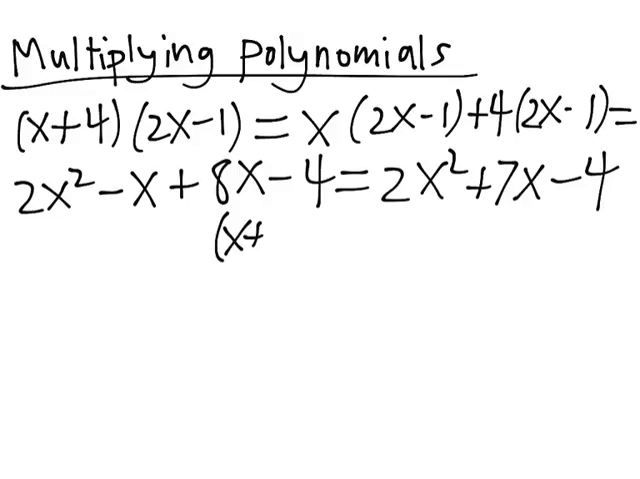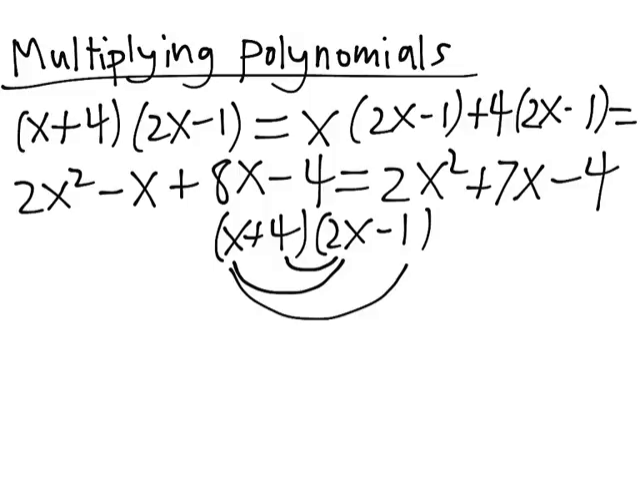So if we write x plus 4 times 2x minus 1 here, we need to multiply the first terms on each side, the inner terms, the outer terms, and the last terms. If we do this, we'll get exactly the same terms we got above.